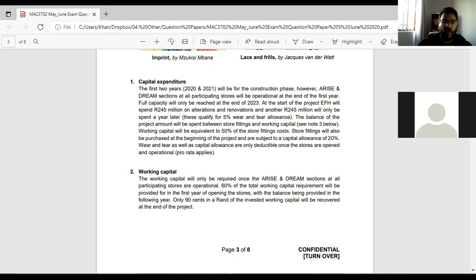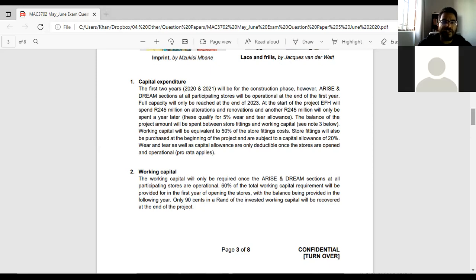Okay, so they say working capital will be equivalent to 50% of the store fitting costs. Okay, so we'll have to see what is the store fitting cost. Store fittings will also be purchased at the beginning of the project and are subject to a capital allowance of 20%. Wear and tear as well as capital allowance are only deductible once the stores are opened and operational. Okay, so pro rata applies. Okay, so we also have to have a look at that. So they say store fittings will also be purchased at the beginning.